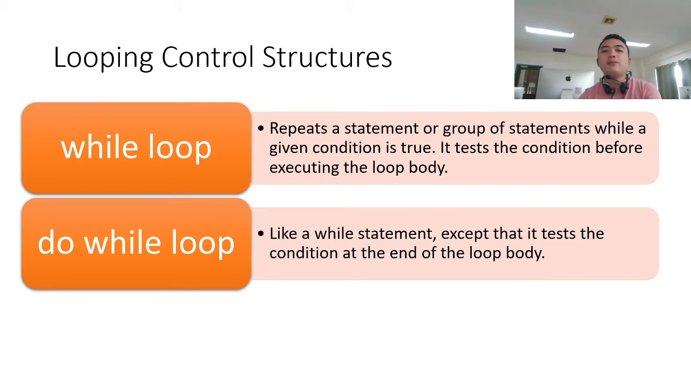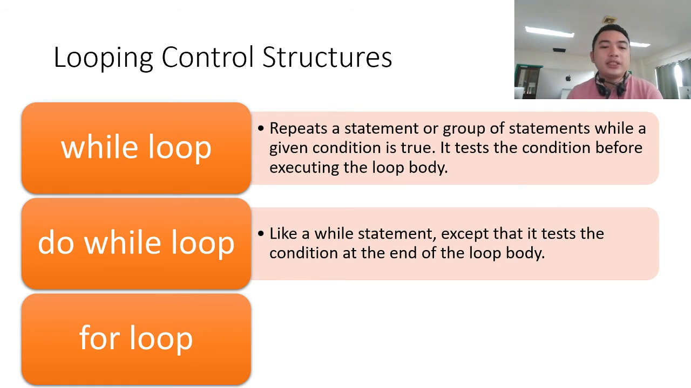In a while loop, the condition will be at the top of the loop, so it must be evaluated first before execution of the group of statements. In a do while loop, the condition is at the end of the loop body. That means the statements will be executed once, and then it will test or evaluate the condition. If it is true, then it will repeat or execute the group of statements.